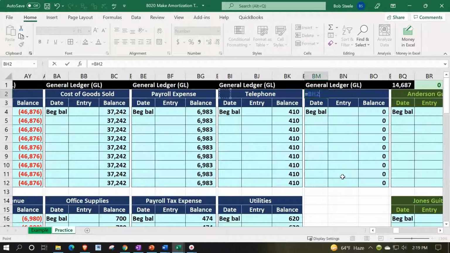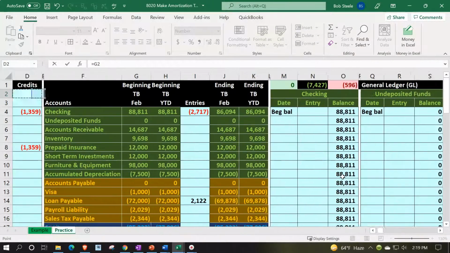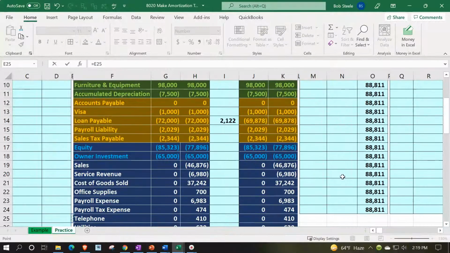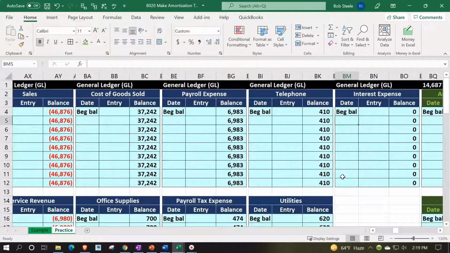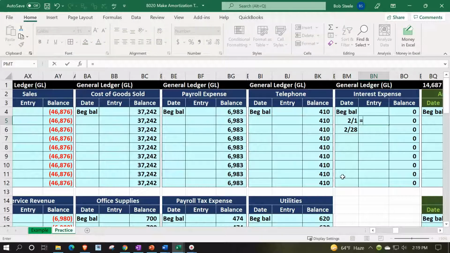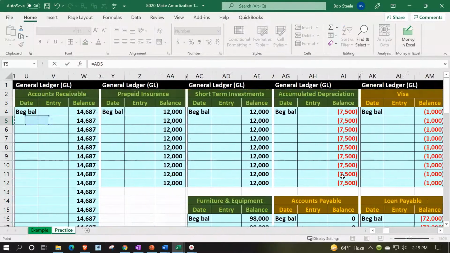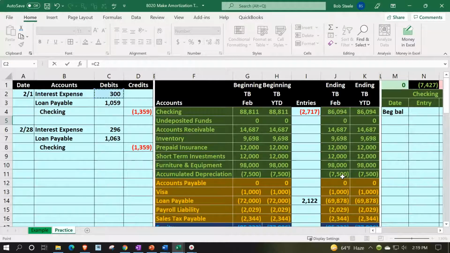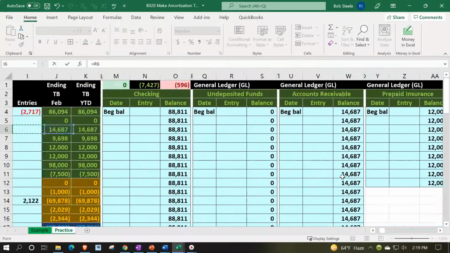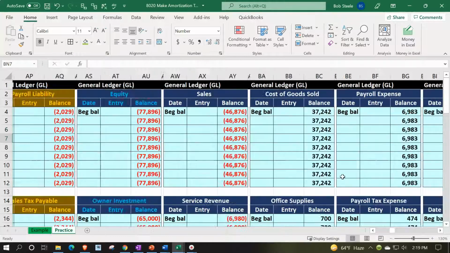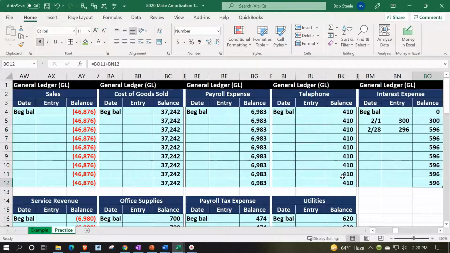So this is going to be equal to, left to the trial balance to pick up the name of that account, which is going to be interest expense. And then we're going to say on 2/1 and then 2/28. We got 2 transactions. We're going to record this equals left to the wall. We're going to pick up the debit up top on 2/1. And then on 2/28, we're going to do the same thing, equals left to the wall. We're going to pick up then that 296. That brings us to the 596.